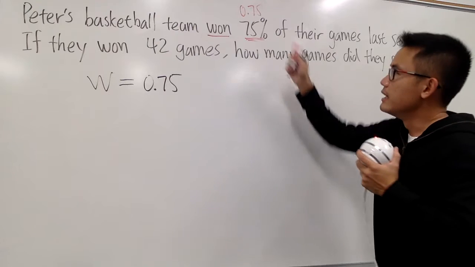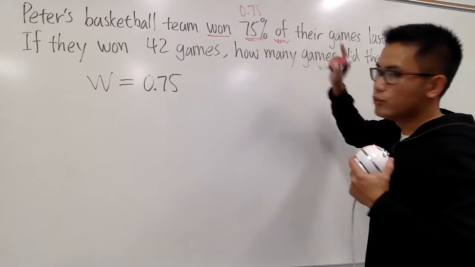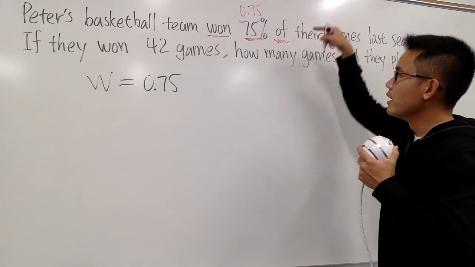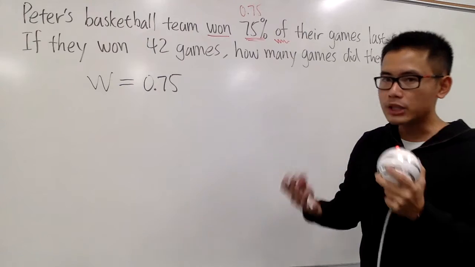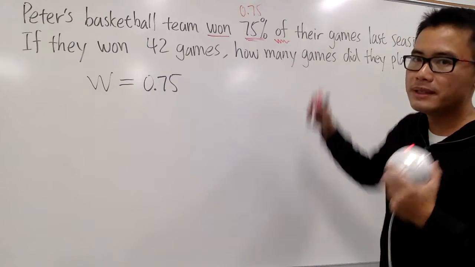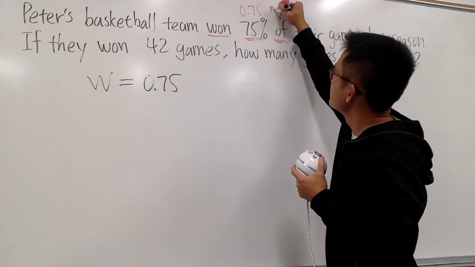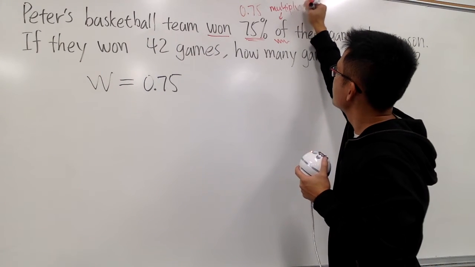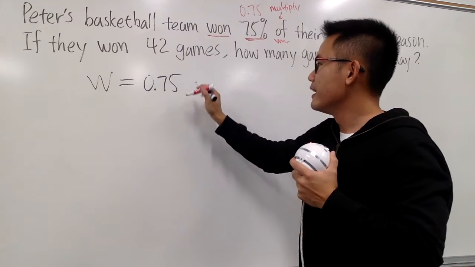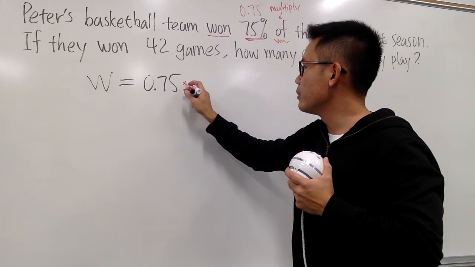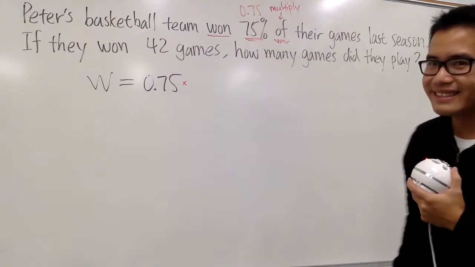And next it says, right here, 75% of. This is the keyword. You have to remember this keyword, because when you see the word of by itself, it means that you have to multiply. Once again, of means you have to multiply. So let me indicate that we are going to multiply. I take 0.75 and put down my little multiplication sign.